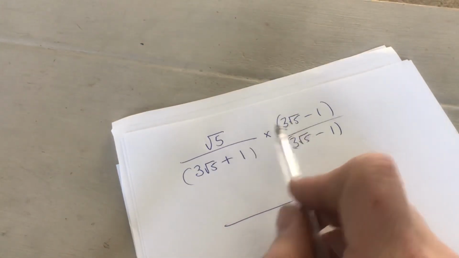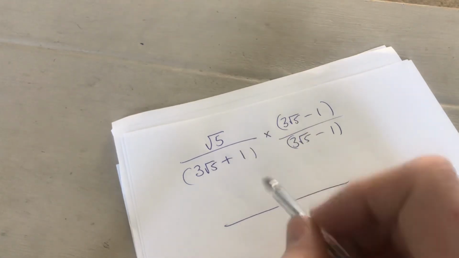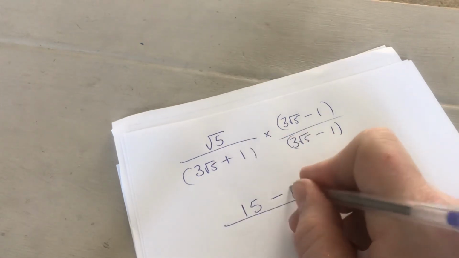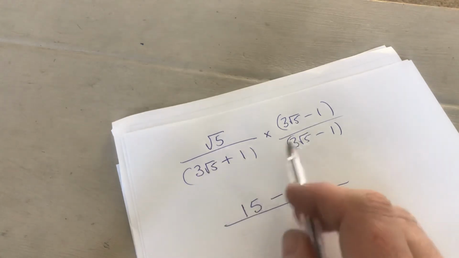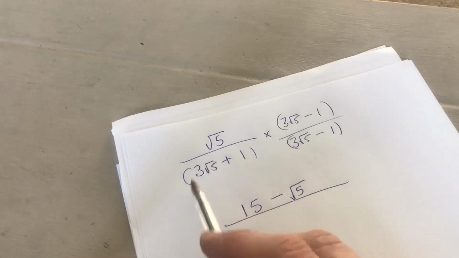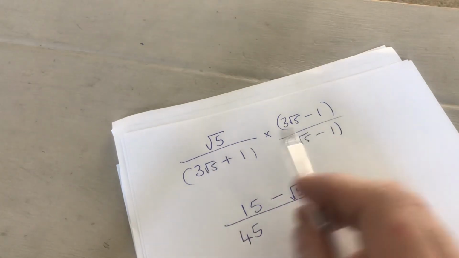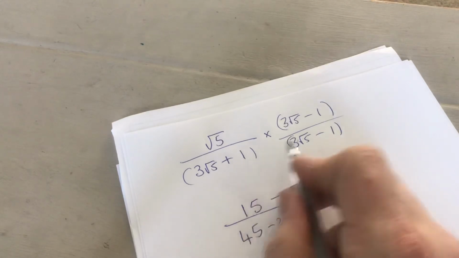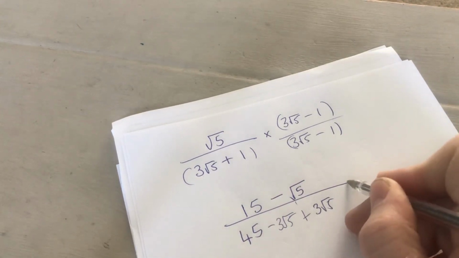Root 5 times 3 root 5. Well, root 5 times root 5 is 5. 3 times 5, 15, minus 1 root 5, which I can just write as that. Right, 3 root 5 times 3 root 5. 9 times 5, 45. Minus 3 root 5 plus 3 root 5. That's how we're getting rid of the surd at the bottom.